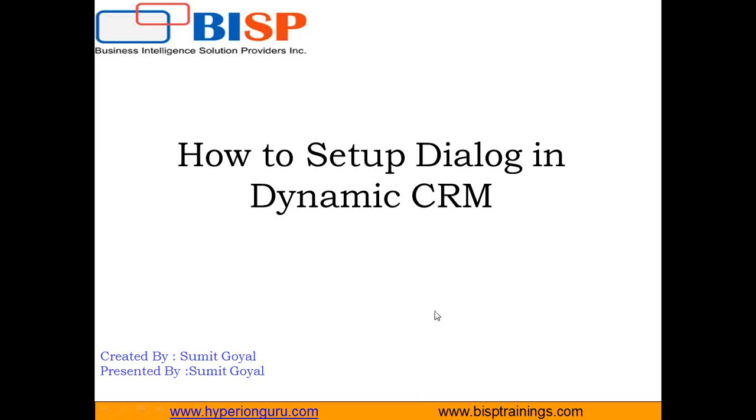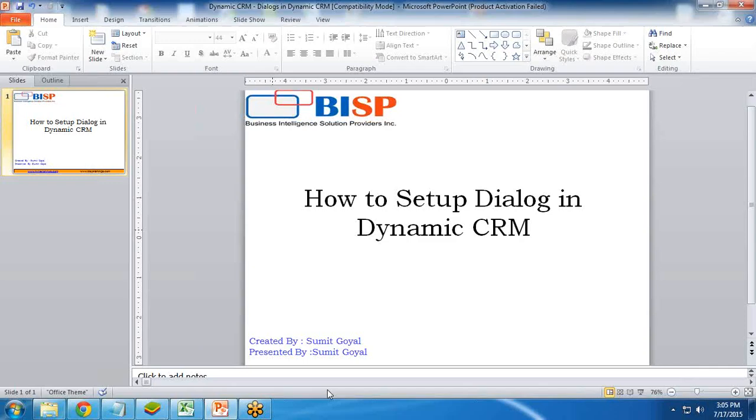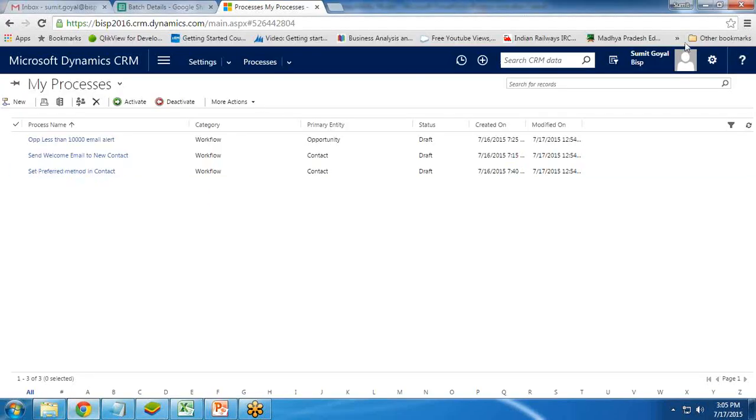The scenario which I'm going to take today is that I would like to update the lead contact information by using a dialog. So for this, let's switch to CRM. Within Dynamics, to create a dialog in CRM, we need to start a new process. So I click on process. I have already switched to process here.